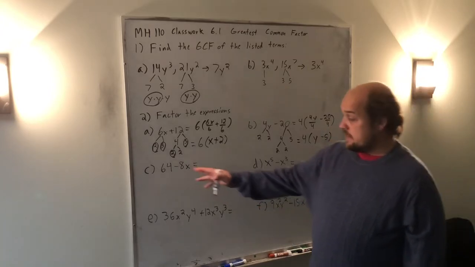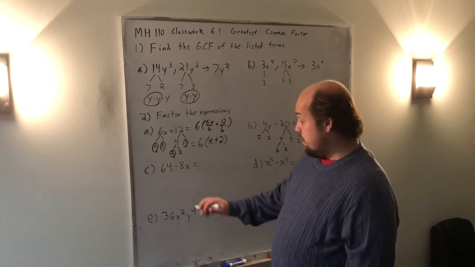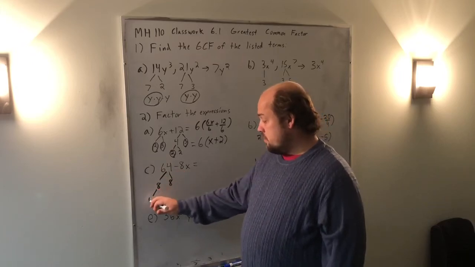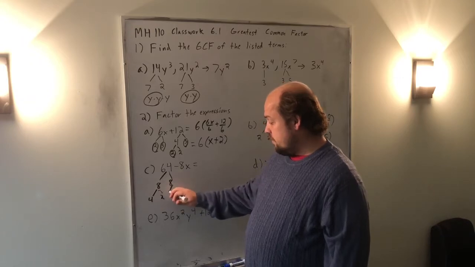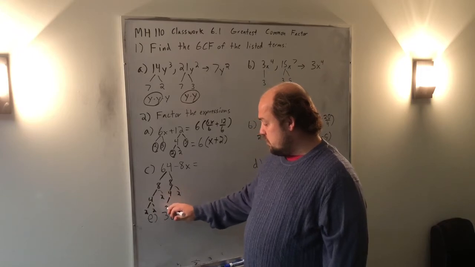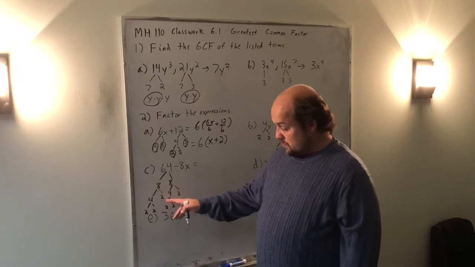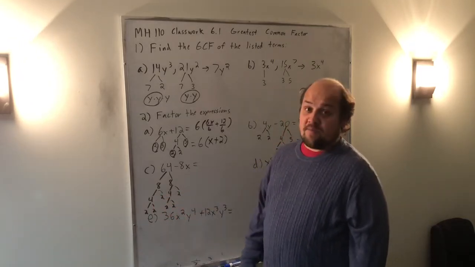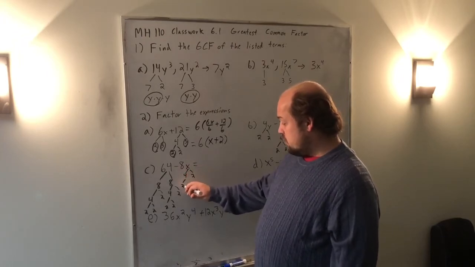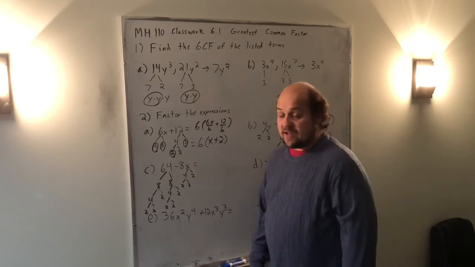Part C, 64 minus 8x. 8 goes into both of these. Really, if I broke down 64, I'd see it was 8 times 8, which becomes 4 times 2, 4 times 2, and the 4's become 2 times 2, 2 times 2. So really 64 is 2 times 2 times 2 times 2 times 2 times 2 as a prime factorization. 8 breaks down into 4 and 2, 2 and 2. So 2 times 2 times 2 is the prime factorization.